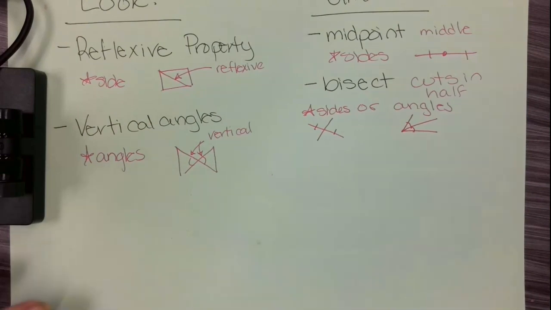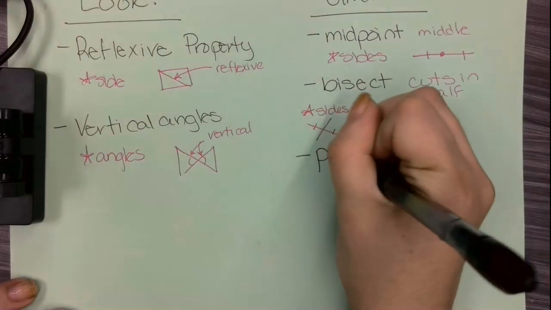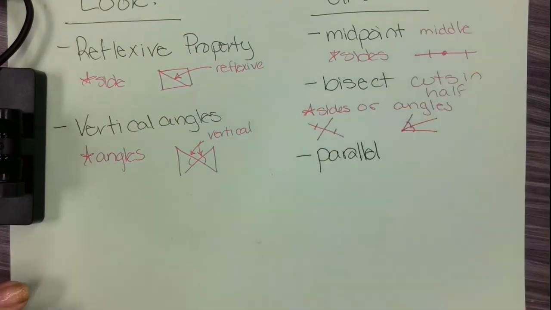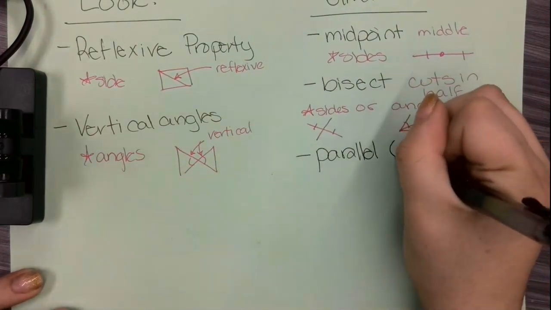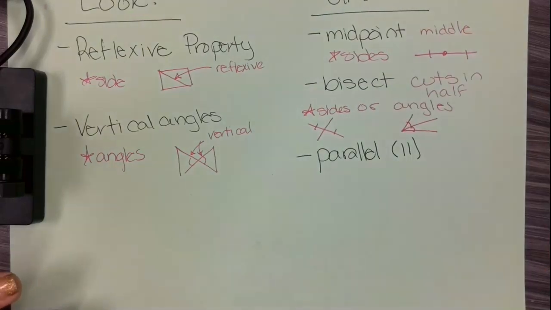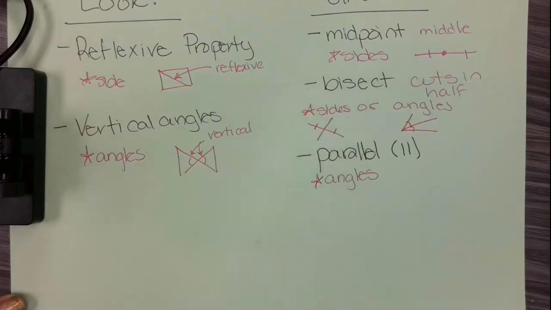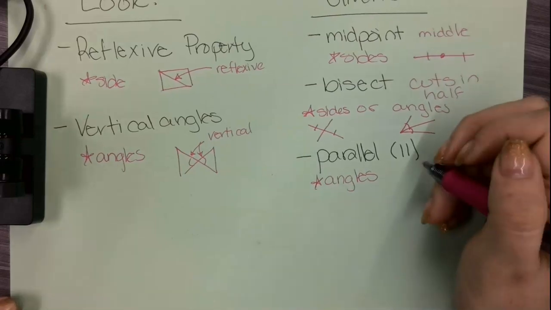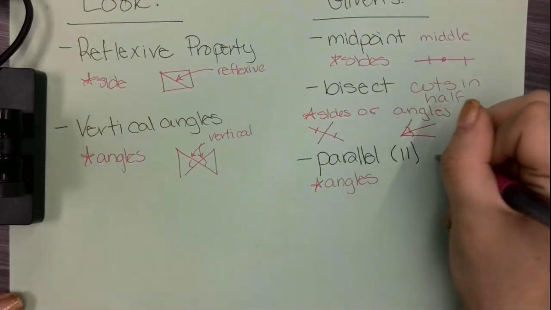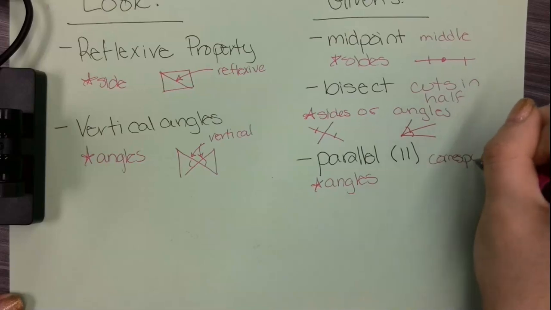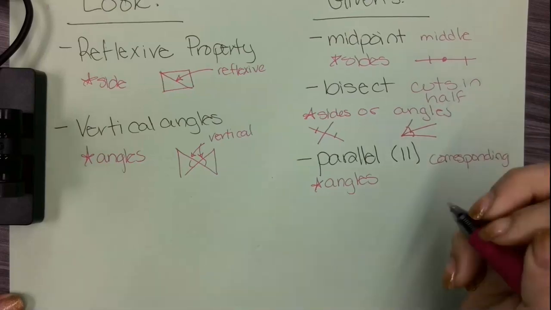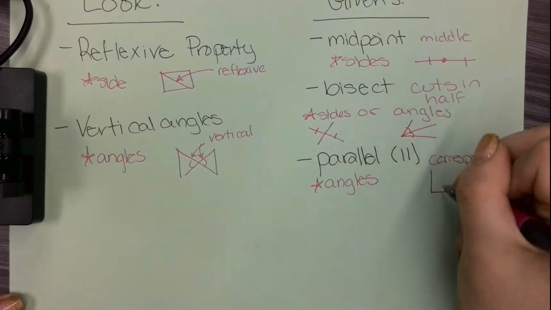Okay. So another keyword would be parallel. This is also the double line symbol. This is going to help me find angles or sides? Angles. Okay. So there's two kinds of angles I can use. I can have corresponding. That would be something where it looks like this.